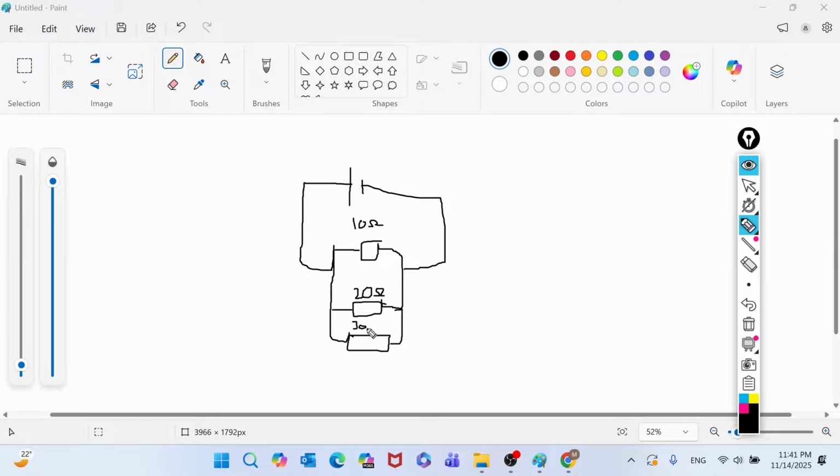And this is 30 ohms. So 12 volts. So guys, we know in parallel the voltage is equal. Now how do we find the current at each one of them? The current in parallel divides. So how do we find the current at this one? It's going to be V over R. So V is 12 over 10. At this one it's 12 over 20, and here it's going to be 12 over 30.